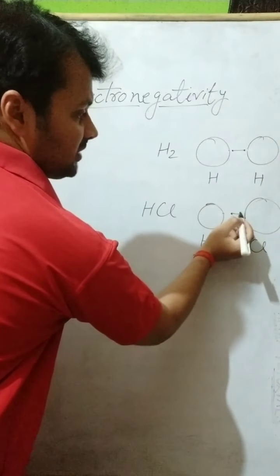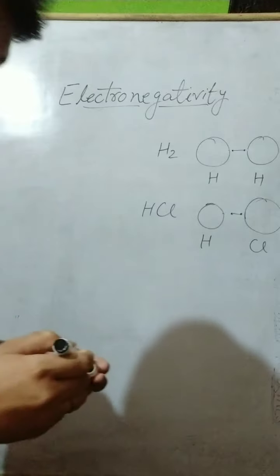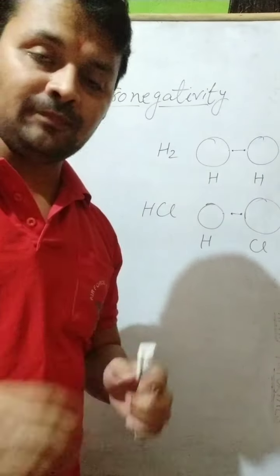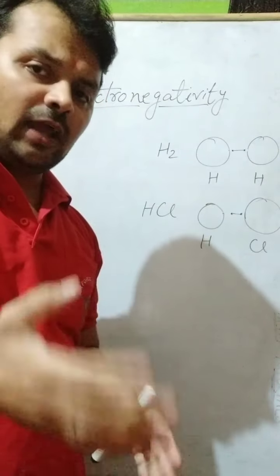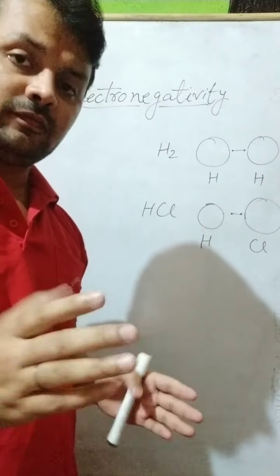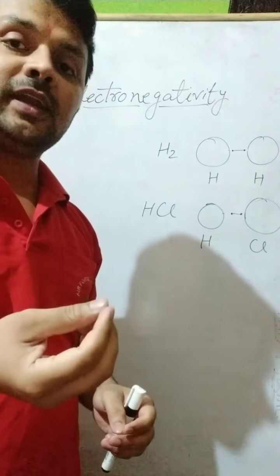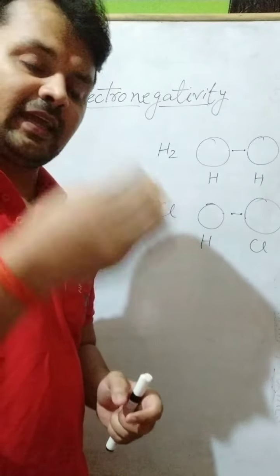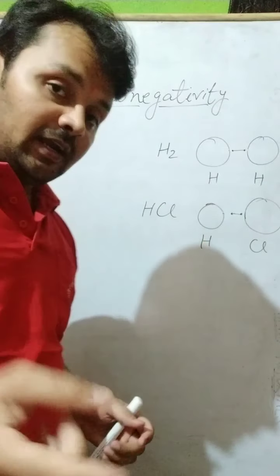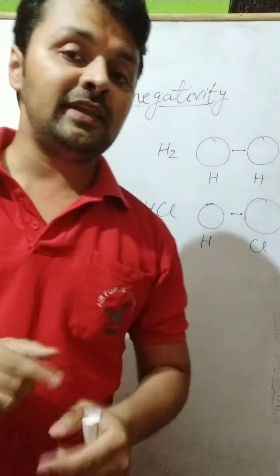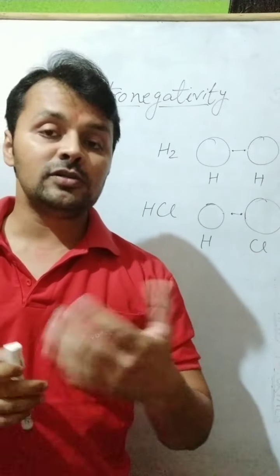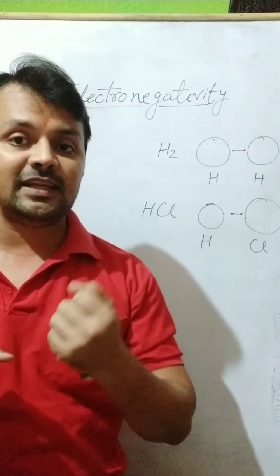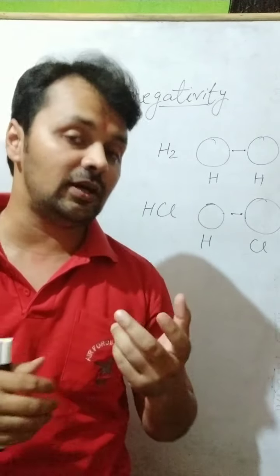Chlorine attracts the shared pair more because it is a halogen. Keep this in your mind: halogens have the highest electronegativity. Why? Because they just need one electron to complete their octet, so they have the tendency to gain an electron very easily. Earlier we studied electron gain enthalpy. There also the halogens were easily attracting the electron and completing the octet.